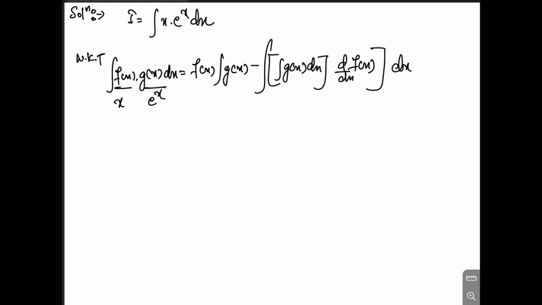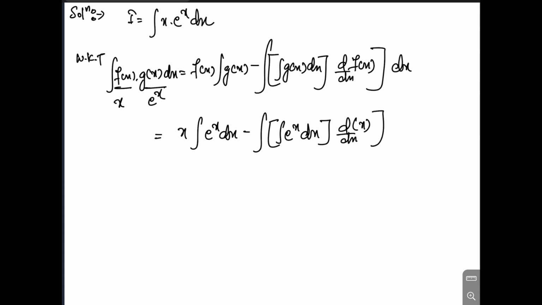Let's try to substitute all the values in the formula and try to simplify the problem here. x integration of e raised to x dx minus integration of e raised to x dx, differentiation of x whole term we need to consider here, dx. Here integration of e raised to x is e raised to x itself, minus integration of e raised to x is e raised to x, and differentiation of x is 1 dx.